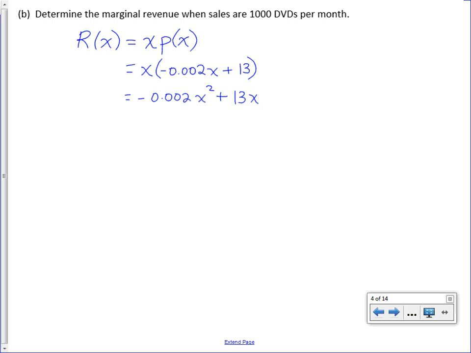So if I want marginal revenue when sales are 1,000, there's my revenue function. What do I just need to do to find the marginal revenue? Derivative. Marginal means derivative. An easy enough derivative to find here, guys. The derivative of negative 0.002x squared is negative 0.004x, and the derivative of 13x is 13. Can I find the marginal revenue when sales are 1,000? I want R prime at 1,000. Plug in.